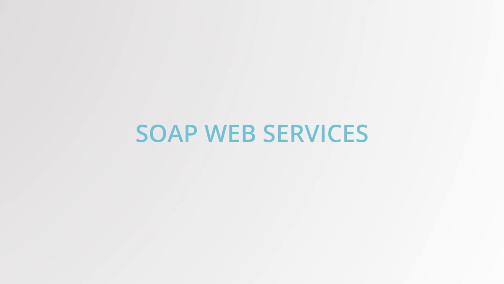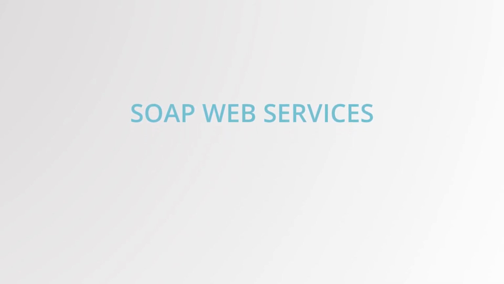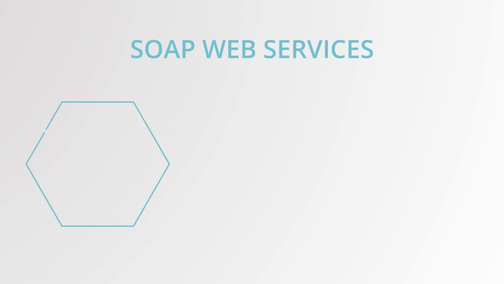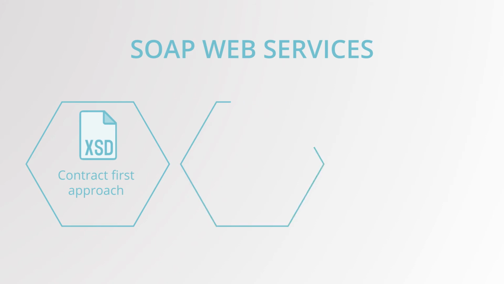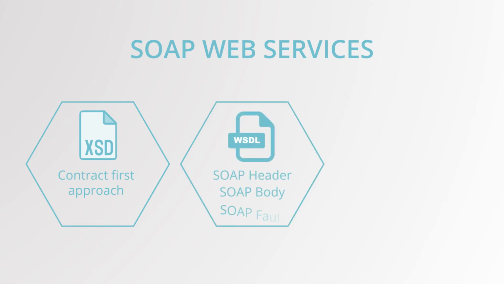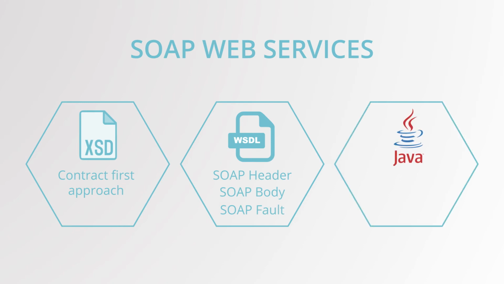In the second part of the course, you'll learn the basics of implementing SOAP web services, developing web services for a course management application. You'll learn to use a contract-first approach, defining an XSD, which stands for XML Schema Definition. You will learn about WSDL, including SOAP headers, body, and faults. You'll also learn about JAXB, which is Java API for XML Binding. You'll be implementing three SOAP web services with exception handling and basic security.